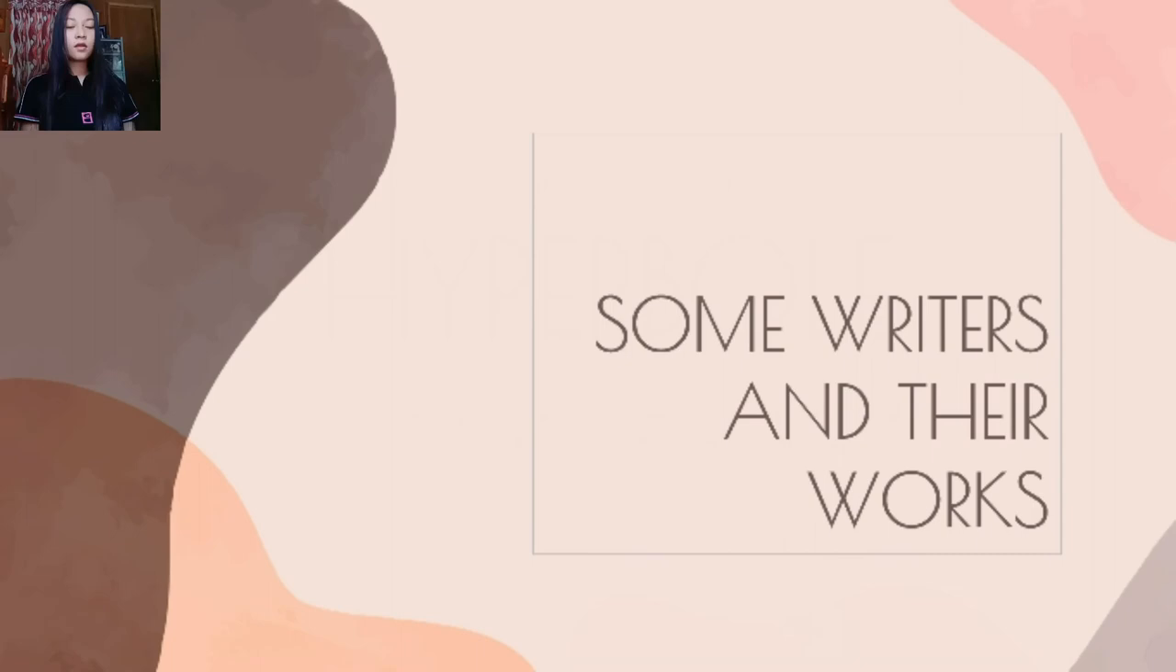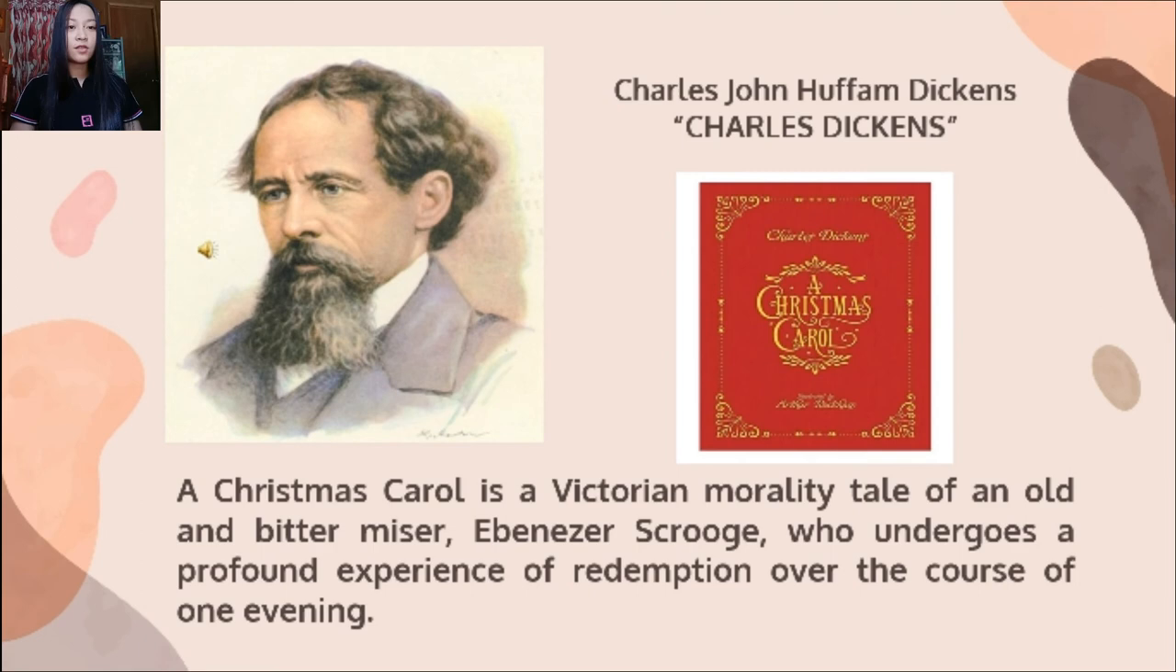Some poets and their works. First, we have Charles John Hotham Dickens, known as Charles Dickens, an English novelist generally considered the greatest of the Victorian era. A Christmas Carol is a Victorian morality tale of an old and bitter miser, Ebenezer Scrooge, who undergoes a profound experience of redemption over the course of one evening.